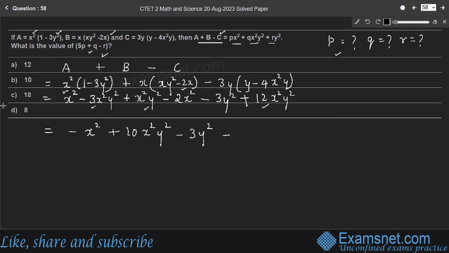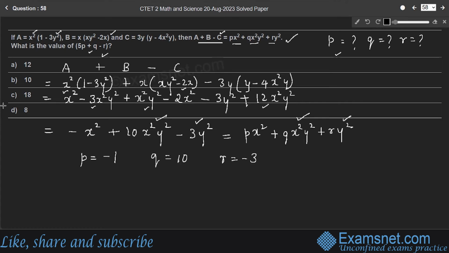Therefore, we can equate this to px square. Since it is given that a plus b minus c is px square plus qx square y square plus ry square, consider the coefficients of x square. The coefficient of x square is minus 1. Therefore, p is equal to minus 1. Consider the coefficient of x square y square, which is plus 10. Therefore, q is equal to plus 10. And the coefficient of y square is r, which is minus 3. R is minus 3. Therefore, we need the value of 5p plus q minus r.